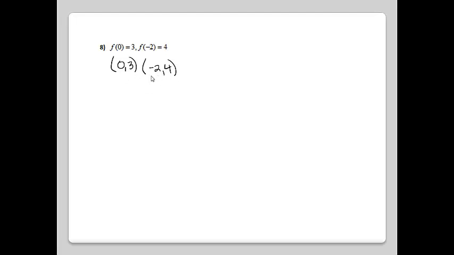So now from here again, we can identify the b because the b is the one that has 0 comma something. So this one's going to be our b. And then to get our slope again, we'll just use the slope formula. So I'll do y minus y, so 4 minus 3 over x minus x, so negative 2 minus 0. We'll get 1 over negative 2. So my slope is negative 1/2.